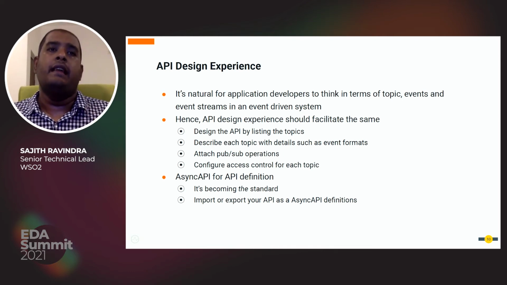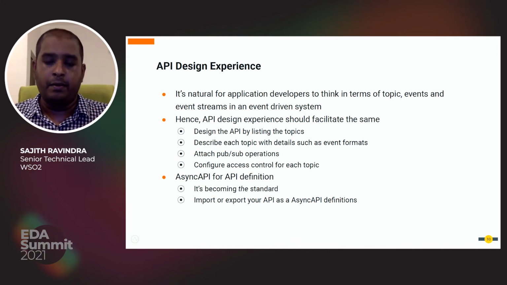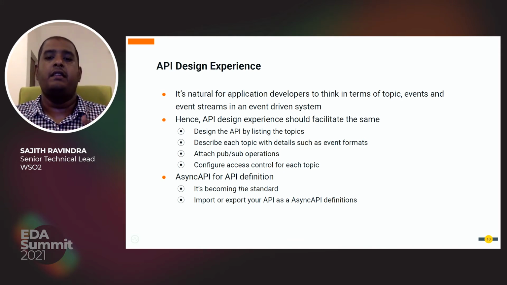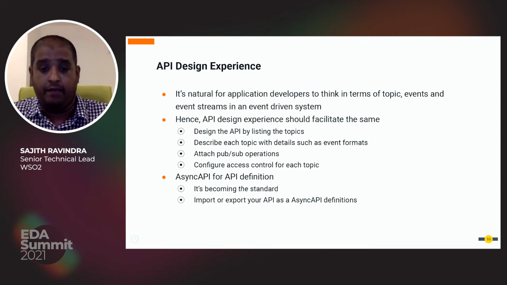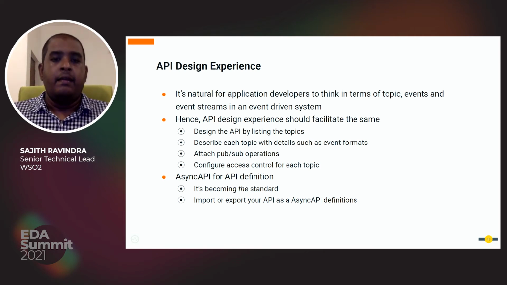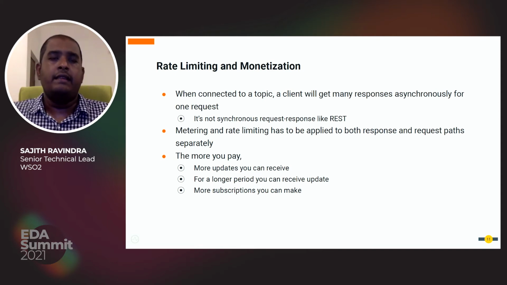So overall, the point I'm trying to make is that the API design experience shouldn't be made by squeezing streaming-related constructs into the REST world. Instead, it has to be different, and it has to be streaming native, I would say, right? And then one other important aspect is rate limiting and monetization.